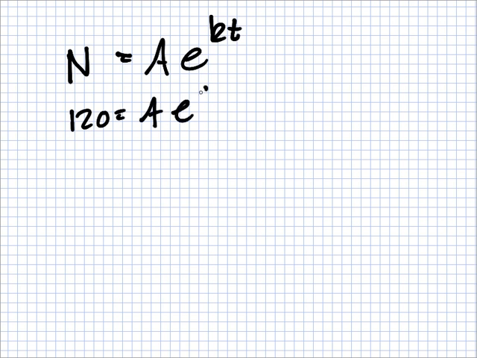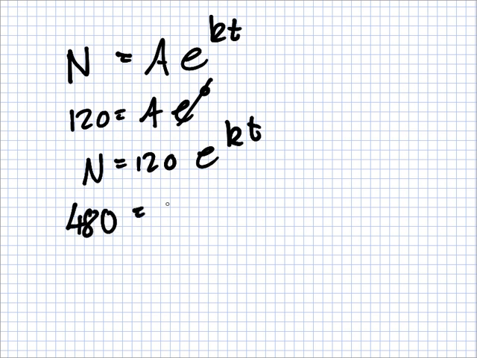N equals A e^(kt). And you're told that there's 120 at the beginning. So that means 120 equals A e^0. So A is 120. So N is 120 e^(kt). Now you're told when t is 2, N is 480.